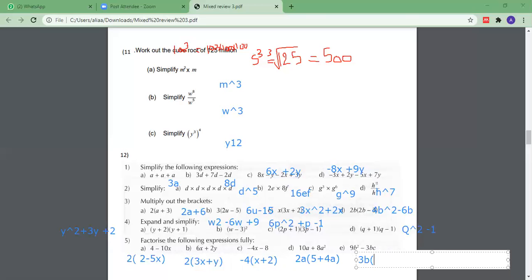9b power 2 divided by 3b will be 3b, minus 3bc divided by 3b will be just c. Okay? Okay. Let's see the next question.